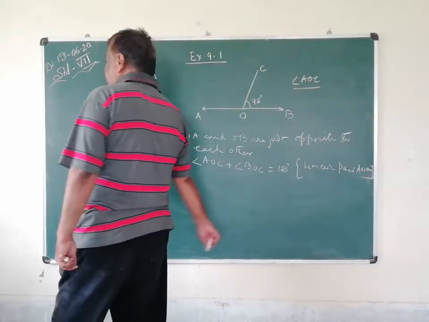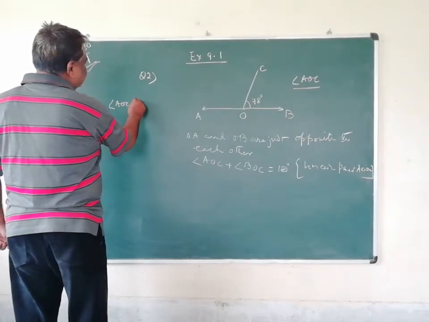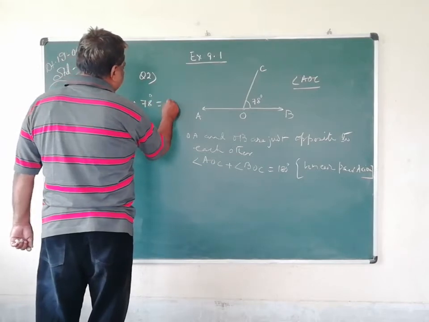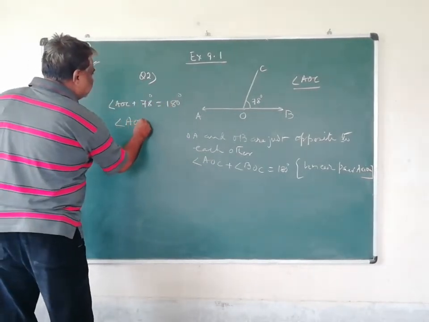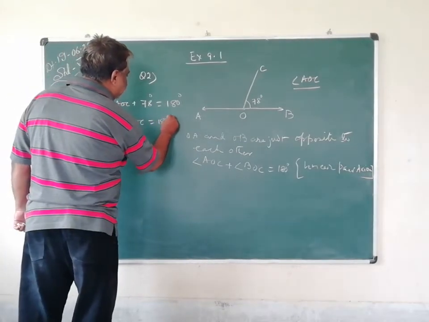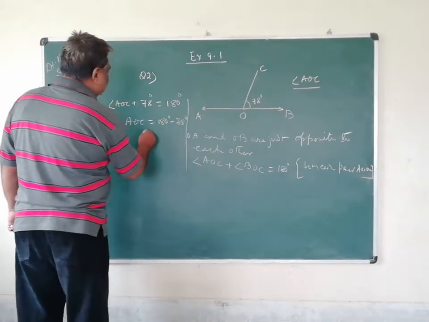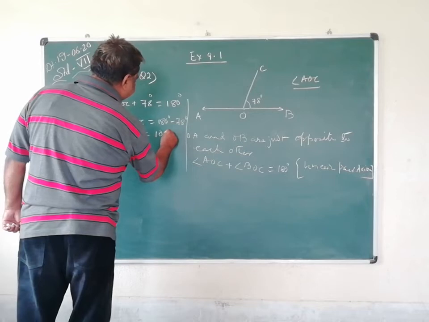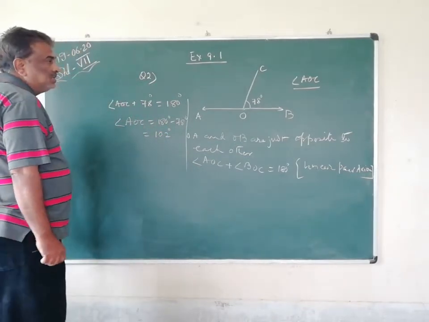Now angle AOC is here and BOC is equal to 78 degrees, that is equal to 180 degrees. Angle AOC is equal to 180 degrees minus 78 degrees. Now 180 minus 78, that is 102 degrees. So our answer is 102 degrees.